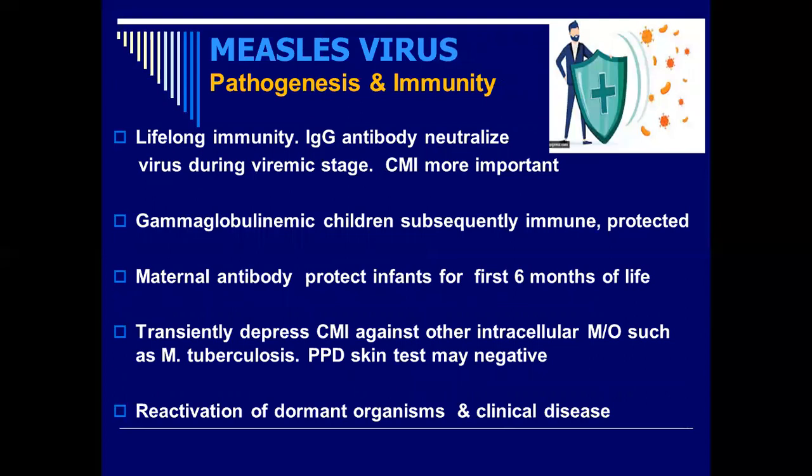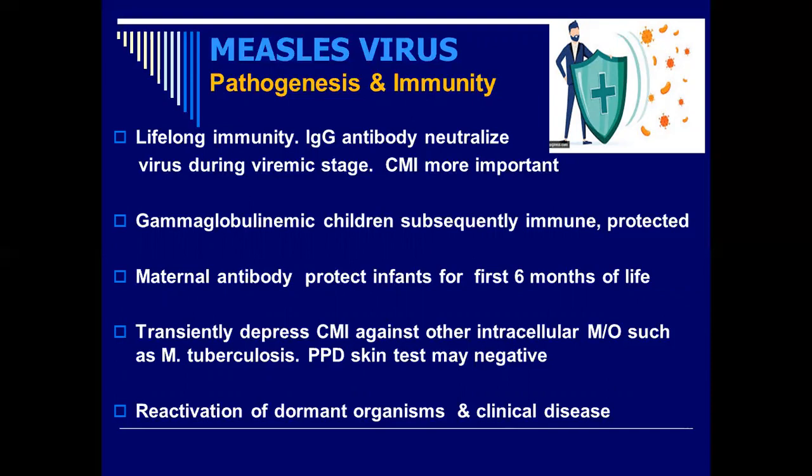Now, the immunity that is conferred by this virus is a lifelong immunity. Once an individual has been exposed, there are maximum chances that the immunity will continue for the rest of their life. The IgG antibodies neutralize the virus during the viremic stage. But in this case, the cell-mediated immunity is more important. If the individual is not competent enough in their immunity, he or she may not have immunity for the rest of their life.